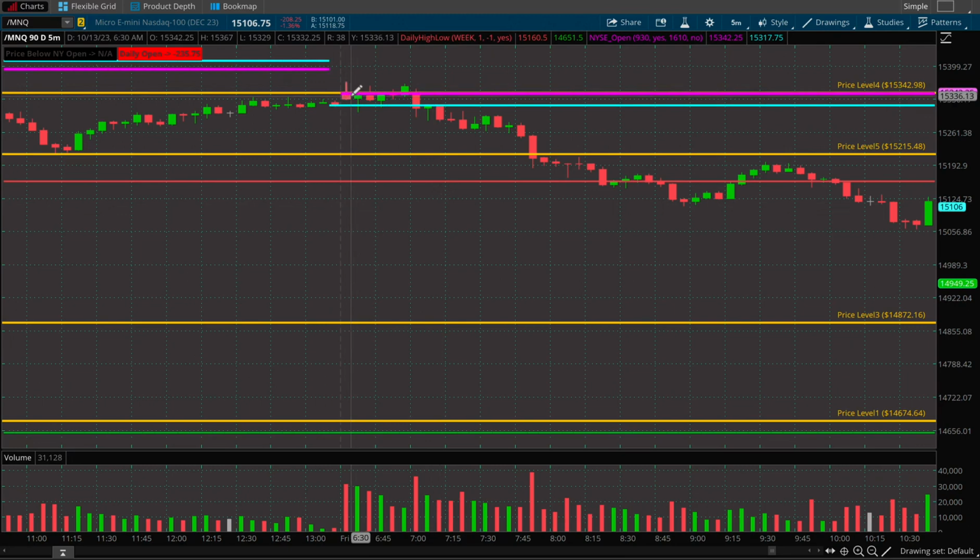Few things here. I never took a long on the open. Why? Primarily because that was not a level for me. Open is always a good level. There's a reasoning for open to be a good level. That was never a level for me.